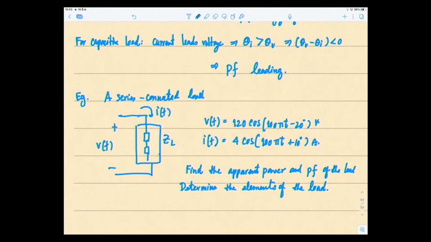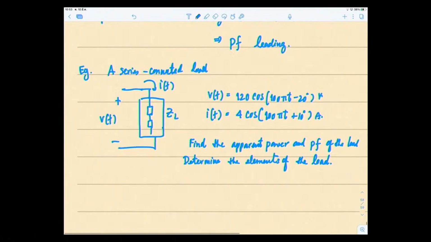Okay, so let's start. To do this, it's all formulas. You remember the formula for apparent power: apparent power S is equal to VRMS times IRMS. Which is then equal to, well, the problem gives you Vmax and Imax, because they are in front of your cosine term in the waveform. So it's 120 over root 2 multiplied by 4 over root 2, equal to 240 VA.